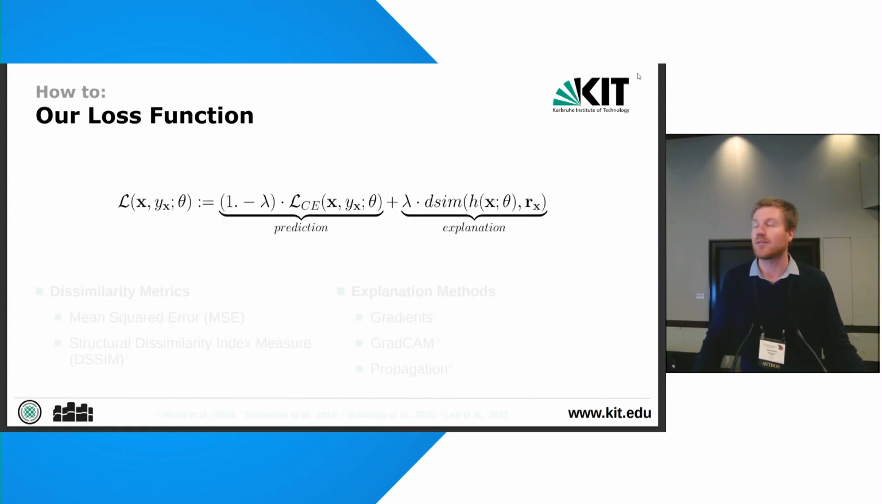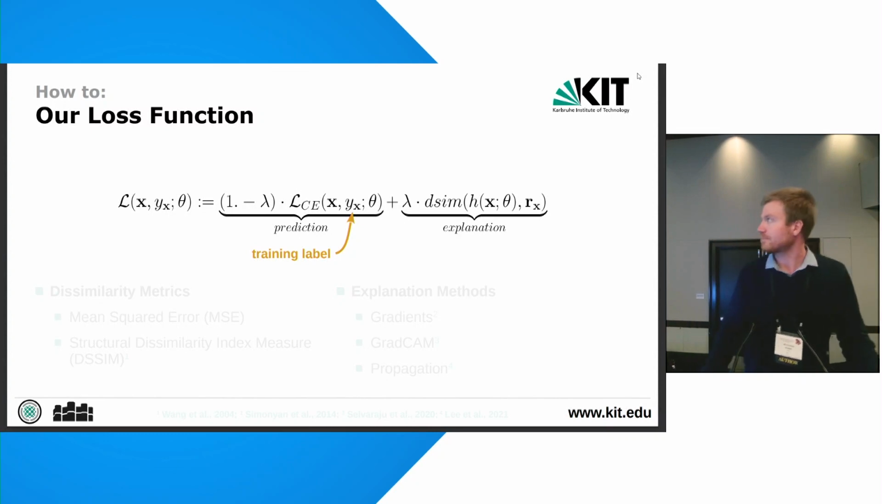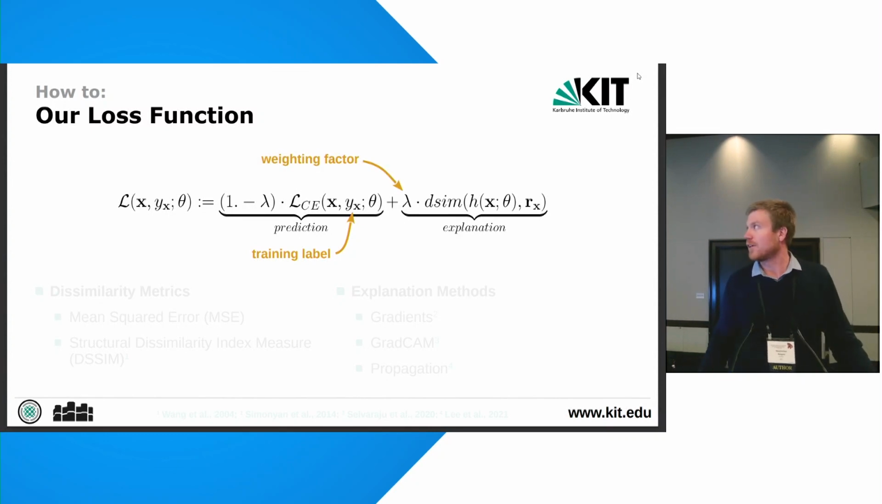So how are we doing this? This is our loss function. It's basically split into 2 parts. The first one is the prediction part, where we consider the cross-entropy loss with regard to our training label, which might be overwritten in case of poisoning. Then we have a weighting factor lambda. This is just a hyperparameter of our attack that weights the explanation against the prediction part of the attack.